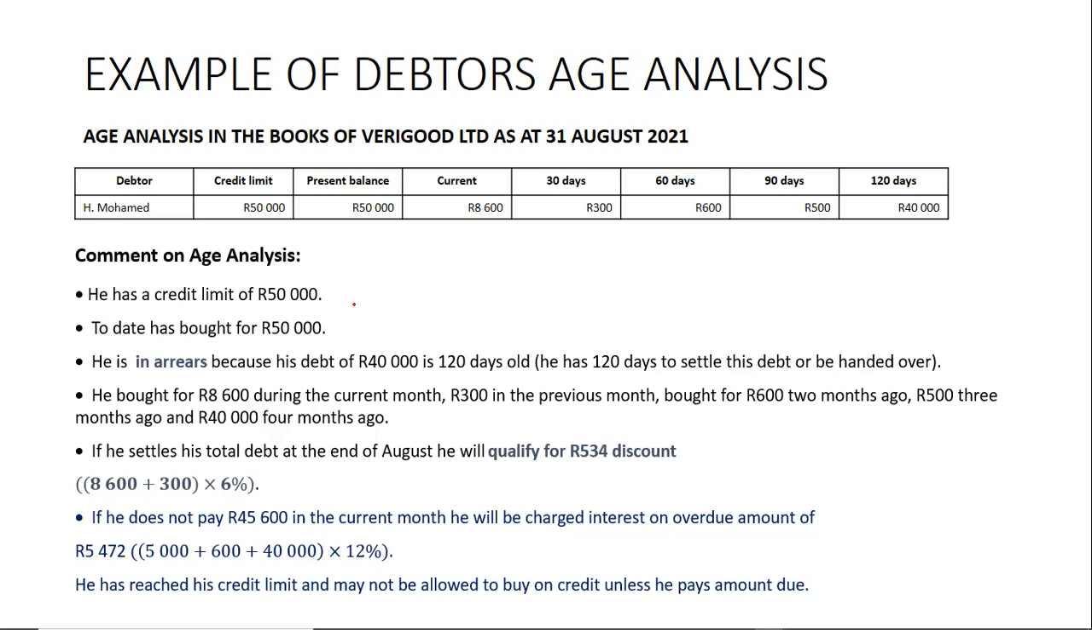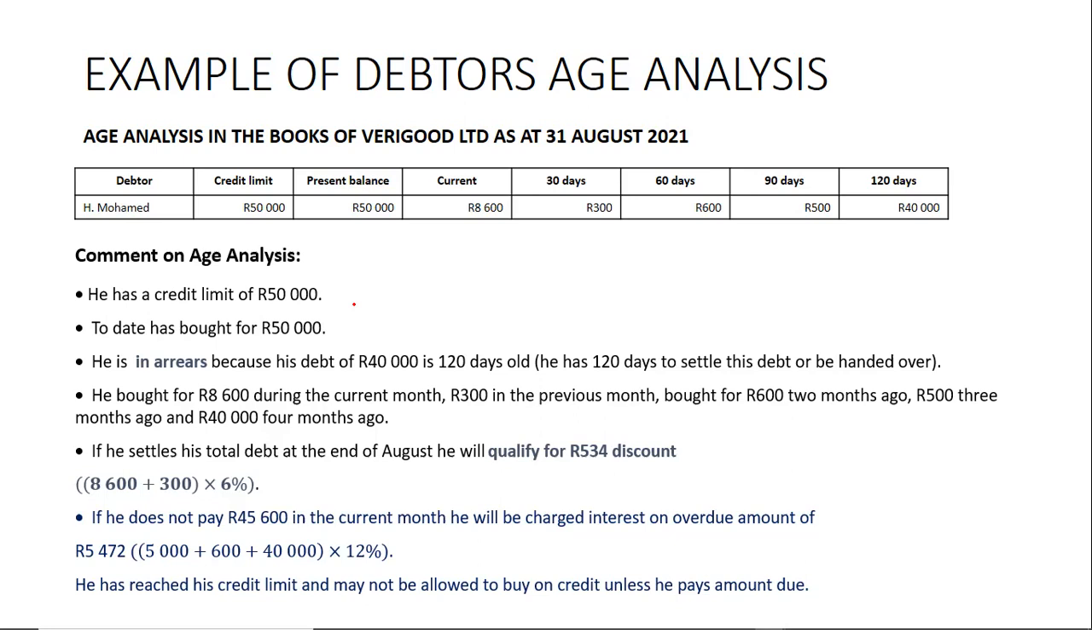He bought for 8,600 during the current month. I mean, you can tell that this person is 120 days overdue and you still sell goods to them on credit, even though they have not reached the credit limit. That's where you can tell that there's something wrong with the company's internal controls. They needed to make sure that they do not allow this debtor to buy anything on credit, especially in the current month, considering that he still has an amount that is 120 days overdue.